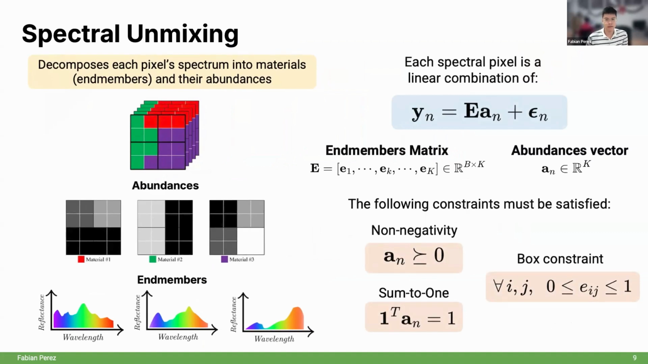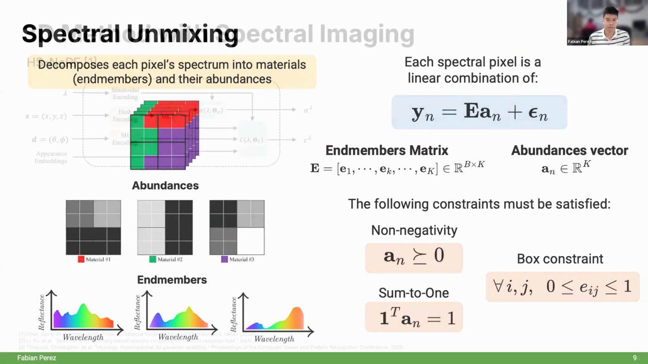So more specifically, each pixel is a linear combination of the endmembers and the abundances, where the endmember matrix must be between 0 and 1. This is to be physically feasible. And the abundance vector must be greater than or equal to 0 and sum to 1, because this represents the percentage of abundance for each material in that pixel. And there is also the box constraint for all of the pixels in the reflectance domain, that is between 0 and 1.